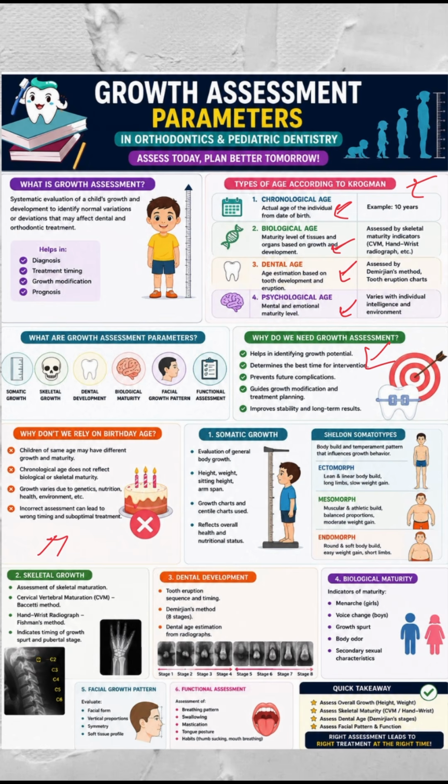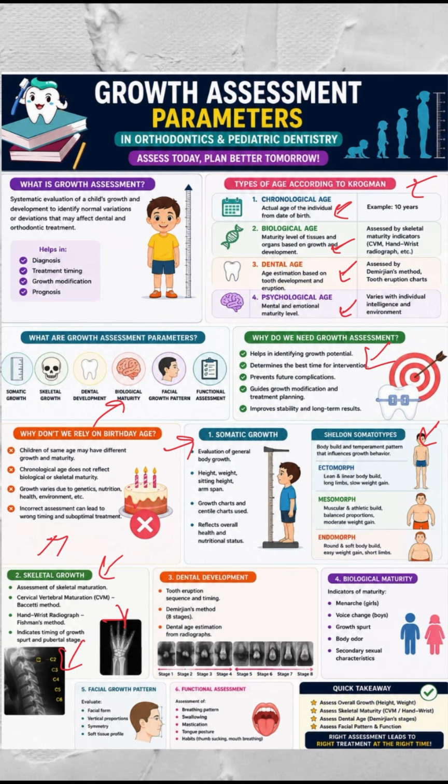Now let's look at the major growth assessment parameters. First is somatic growth, which evaluates height, weight, and body build, and Sheldon classified these body types into ectomorph, mesomorph, and endomorph, which may influence growth trend. Then skeletal growth. Skeletal growth assesses skeletal maturity using hand-wrist radiograph and cervical vertebral maturation.